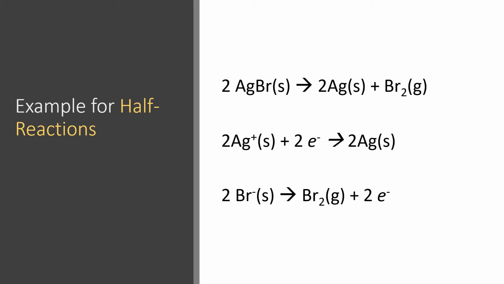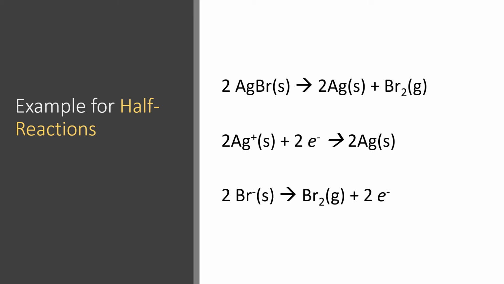Now, in silver's case, I have a +1 charge on the left and a 0 charge on the right. So I need to add 1 negative charge into that system to balance out the left side with the right side. In the bromide's case, I have a negative charge on the left and no charge on the right. So I have to add a negative charge into the right to balance out the left and the right side.